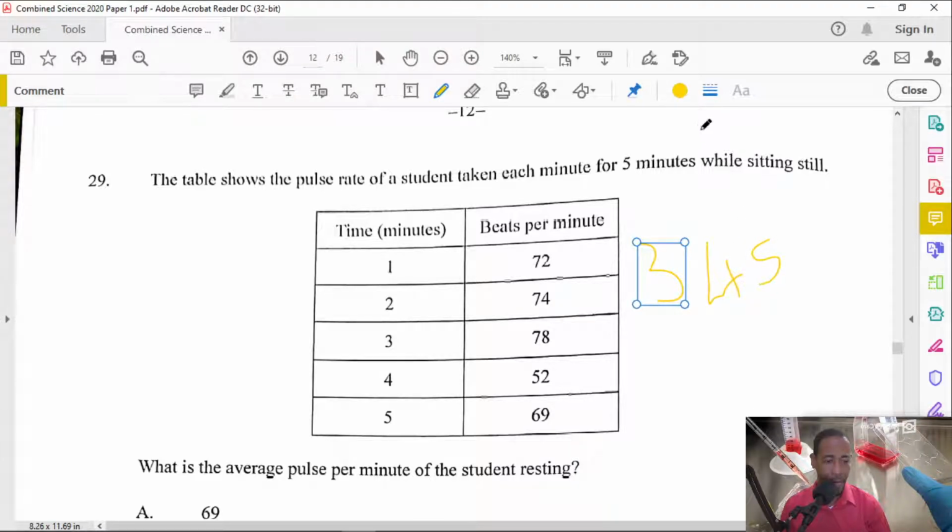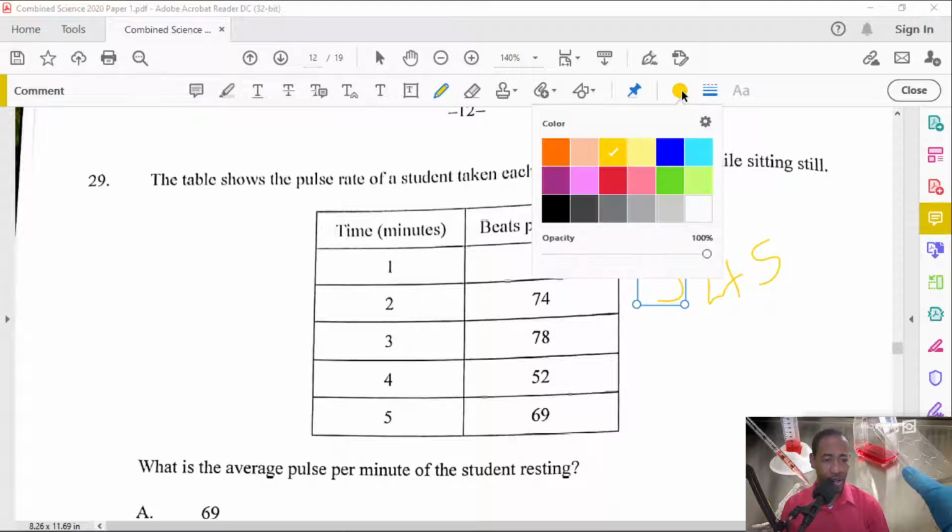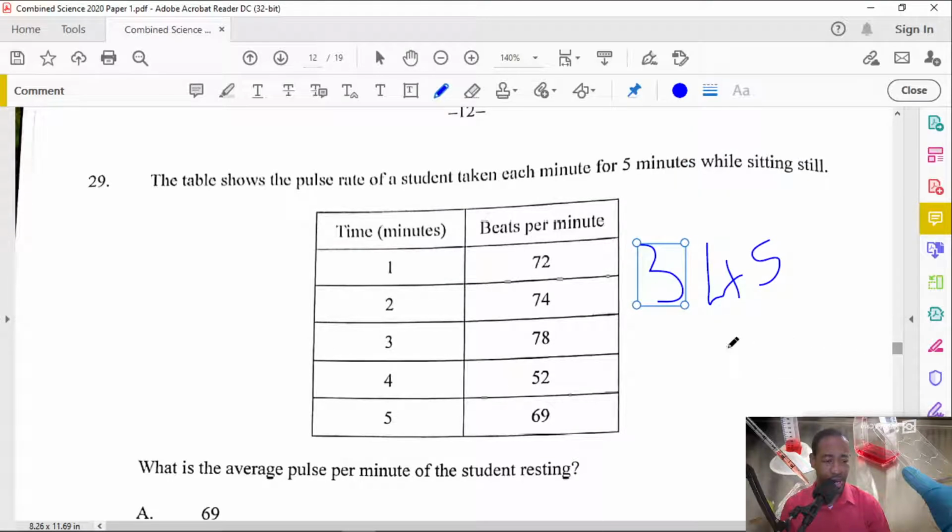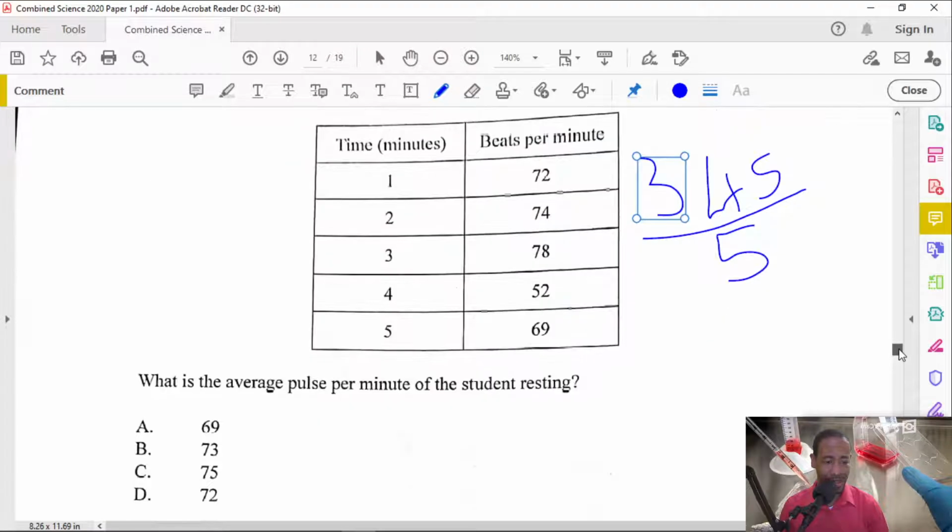All right, and how many numbers do we have here? We have, let me put it in blue so you can see better. All right, so we have 345 as a total there. And we have how many numbers there? 5 numbers. And so if you divide 345 by 5, you will get 69, right? So 69 will be the option. So let's see here. All right, so option A will be our correct answer, okay?